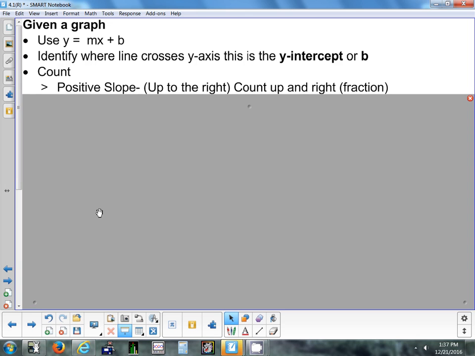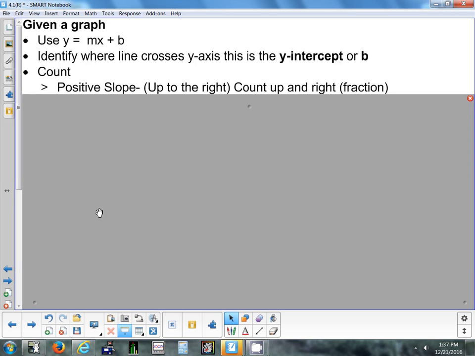Then you'll count from the y-intercept how many you're going to count up and then to the right. However many lines you go up to get to the line where the other coordinate is on, count those lines to go up and then go across until you get to that point. All right, remember, a lot of times your slope is going to be a fraction.